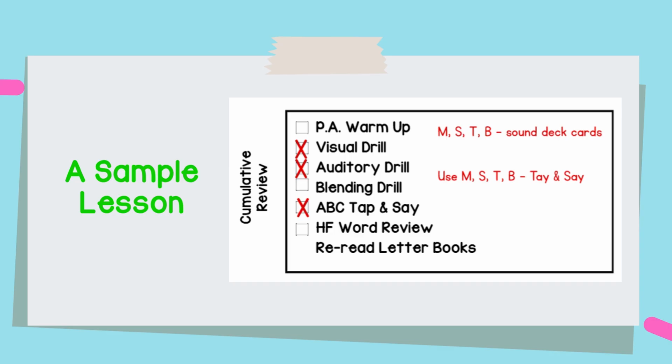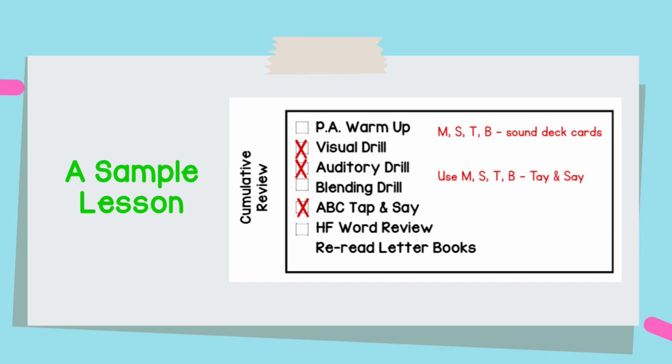In this particular lesson, I have decided to pick 3 of the cumulative review activities, and I have little boxes next to them and a little spot for you to write notes. You can see everything in red is what I would have written on the lesson plan template. I decided with visual and auditory drill, they would do the M, S, T, and B. We would do a visual drill on that and an auditory drill. I'm not including A yet because we're about to learn the letter A.